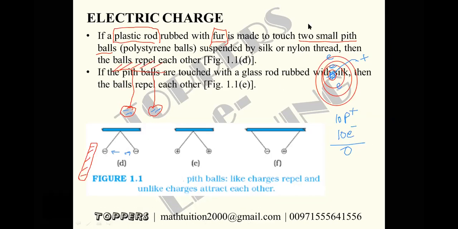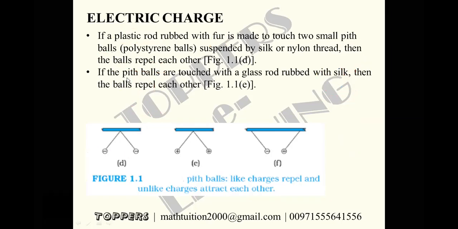Second case. Pith balls are touched with a glass rod rubbed with silk. So we are bringing a glass rod that is rubbed with silk. When a glass rod is rubbed with silk, it gets a positive charge. We will learn why they get positive and why they get negative, so don't worry. So this glass rod is positive, and the balls are freely suspended.